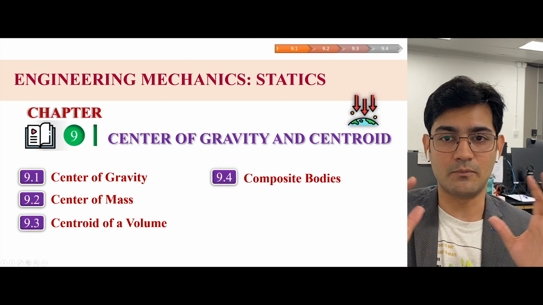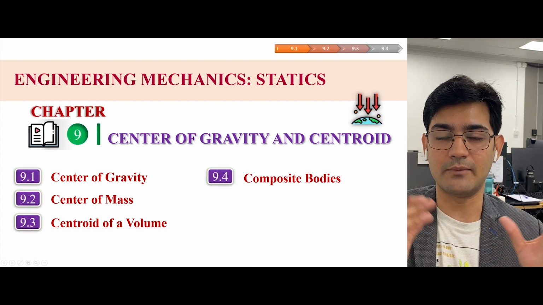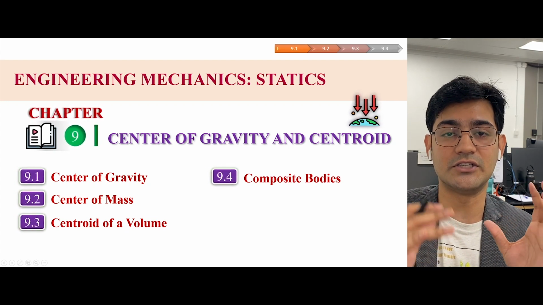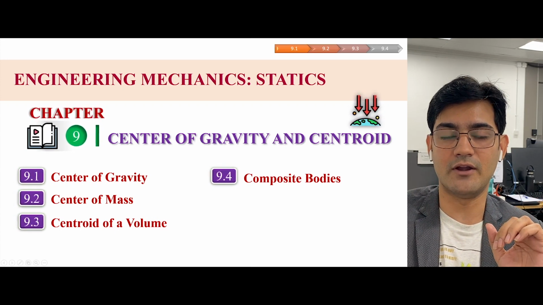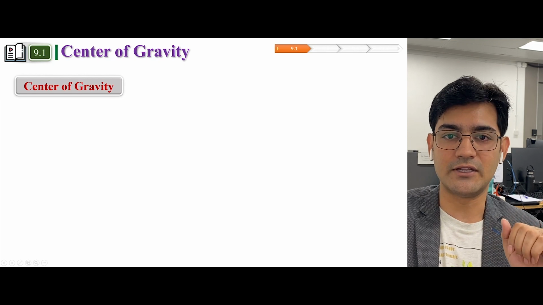So if you have a body which is composed of different types of shapes, then how to calculate the centroid of a volume we will investigate in section 9.4. So what is gravity?